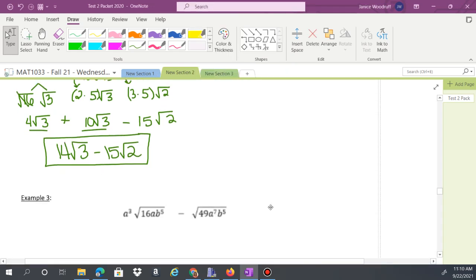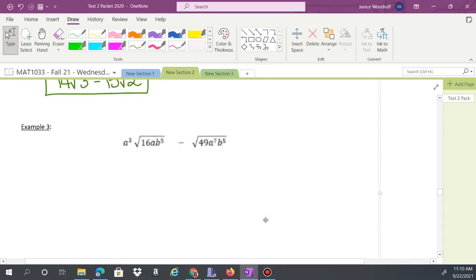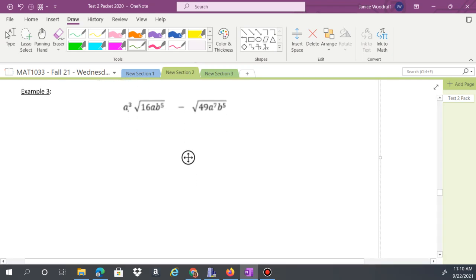All right, example 3, now we have some letters underneath the radicals. So this goes back to what we did in Module 3, Homework 3. So let's simplify each of these separately. So I'm going to take this 16ab to the 5th, and I'm going to break it into, so I've got a cubed, then I have a root 16, I have a root a, and I have a b to the 5th.